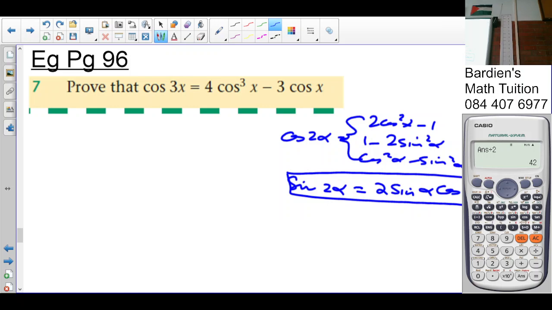Coming back to what we have here, they ask you to prove that cos 3x is equal to that. Of course, the left hand side is going to be more complex and easier to work with. So the left hand side equals cos 3x, which can be written as what? Cos of 2x plus x. Why do I write it like that? So that I can use the expansion.